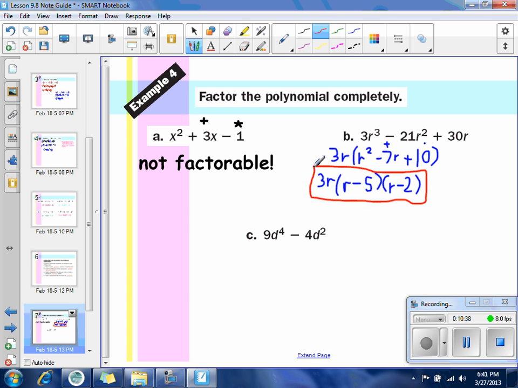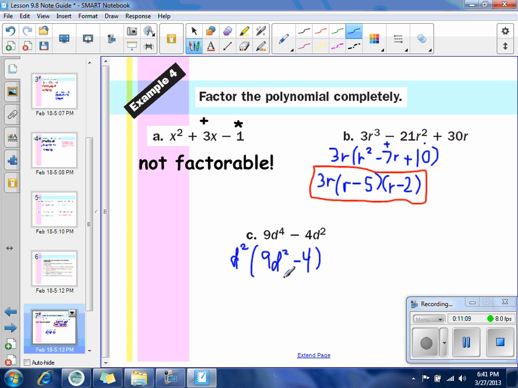Let's take a look at this last one. Now, looking at it, always start, can I pull out something from all of it? Always start with that. And you notice that both of these have d's? And they actually have enough for me to pull out d squared from each of them. I don't have a number that they have in common, so I just have 9d squared left. And then 4d squared divided by d squared would just leave me with 4.